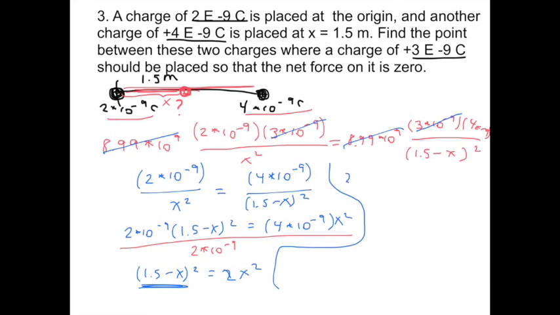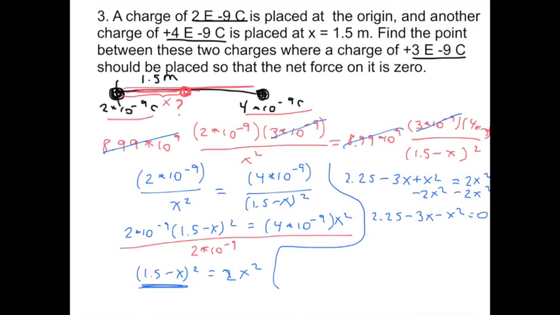So I have 2.25 minus 3x plus x squared equals 2x squared. I'll subtract the 2x squared from both sides and I get that 2.25 minus 3x minus x squared equals 0. So at this point, I could plug this all into the quadratic formula, but instead I'm going to graph it on my calculator and find the 0.